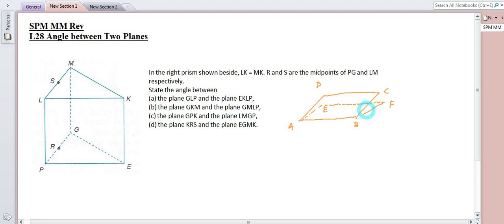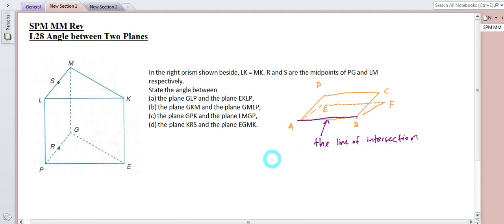First thing, we have to determine the line of intersection. So this line is a place where these two planes meet each other, right? So we call this one the line of intersection. Okay, so the angle between these two planes must fall here, right here. So how do we determine the angle between these two planes?